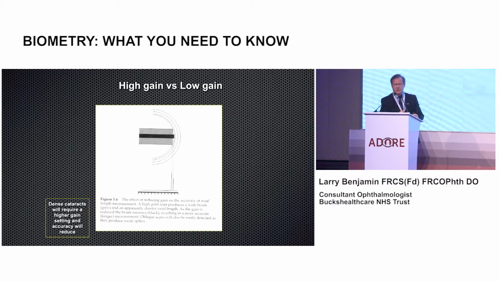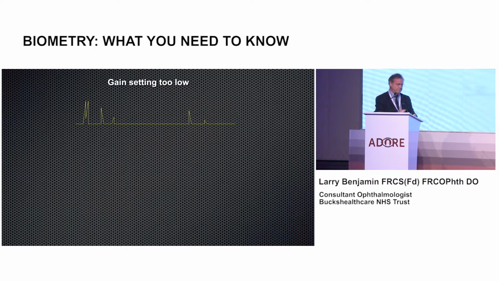What we tend to do if we're not getting good readings is just turn the gain up on the machine, and what happens if you do that is you simply increase the width of the beam that's going to the back of the eye. And the problem with that is that if this is your normal beam here, you'll see it produces a reflection here, but as soon as you turn the gain up, the width of the beam is much wider, so you're going to get a much earlier retinal spike. So by turning the gain up, you can alter the accuracy of the machine.